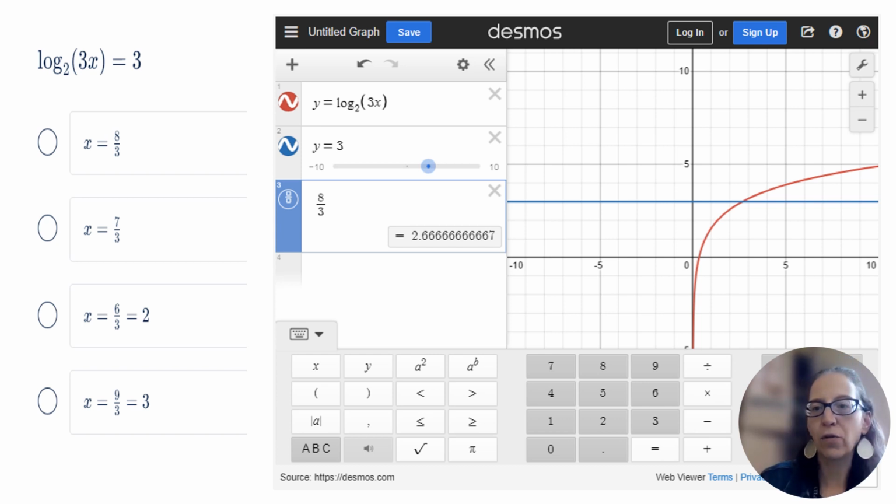And I am looking for the point of intersection, which is 2.667, probably coming from 2.666666. And then I need to match that up with my answer choices over here. And so I will start with 8/3. And I am liking that one. And so I don't think I need to go any further. I'll go and hit stop.